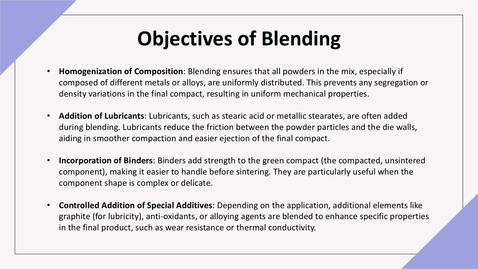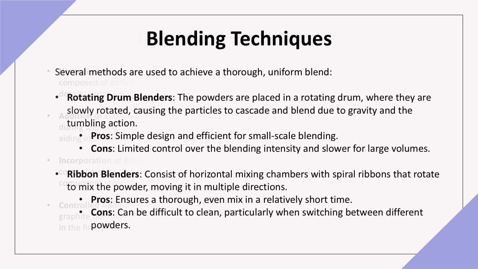Lubricant addition reduces friction between powder particles and die walls, enhancing compaction and allowing smooth ejection. Binder incorporation adds strength to the green compact, making it easier to handle and shape before sintering. Additive control allows the inclusion of special additives for properties like wear resistance or conductivity, tailored for specific applications. Different blending methods ensure a thorough, even mix based on the powder characteristics and final product requirements.